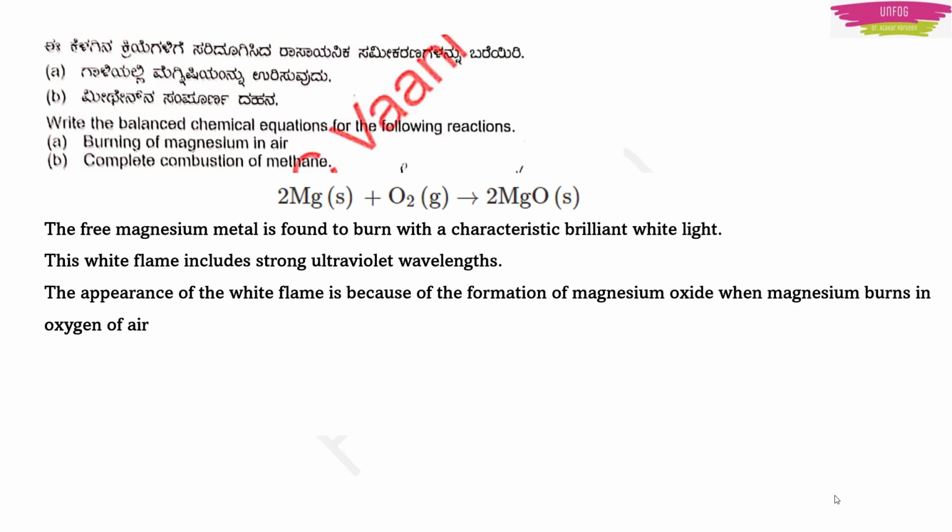Okay, Mg plus O2 will give rise to MgO. You balance because there are 2 atoms of oxygen. You put 2 in the right hand side. Then again 2 Mg will become, so you put 2 in the left hand side of the Mg. Now this free magnesium metal, it is found to burn with a characteristic brilliant white light.